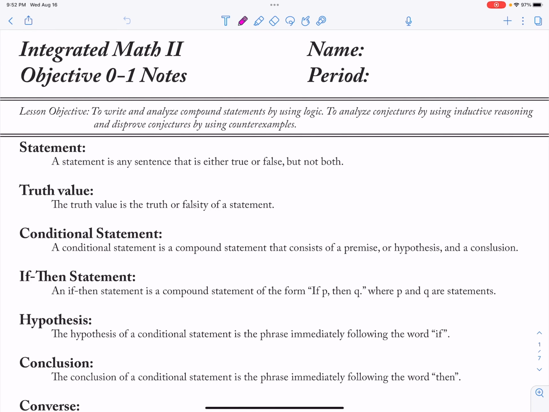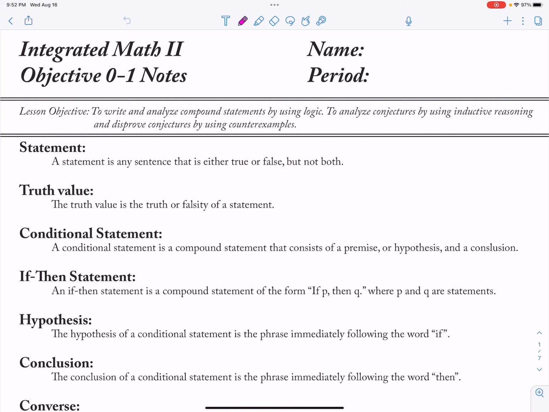Okay, so we're going to go ahead and take a look at 0-1. So what you have is every single lesson that you guys are going to get has a learning objective. And so in this case, to write and analyze compound statements using logic, to analyze conjectures by inductive reasoning, and disprove conjectures by using counterexamples.